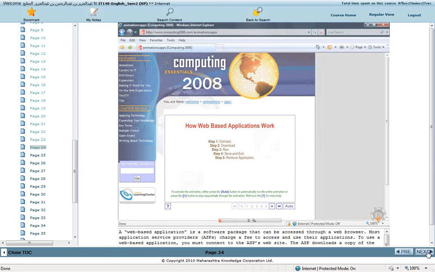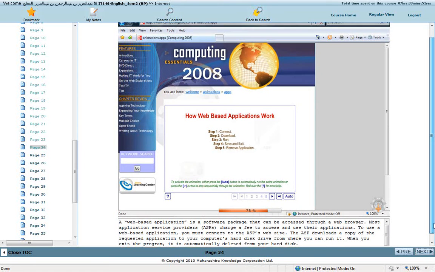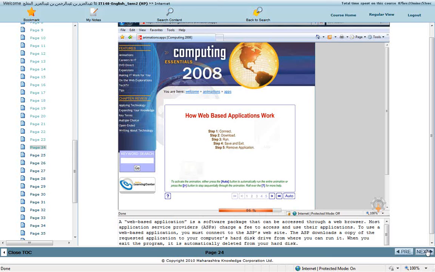A web-based application is a software package that can be accessed through a web browser. Most application service providers, ASPs, charge a fee to access and use their applications. To use a web-based application, you must connect to the ASP's website. The ASP downloads a copy of the requested application to your computer's hard disk drive. From there, you can run it. When you exit the program, it is automatically deleted from your hard disk.